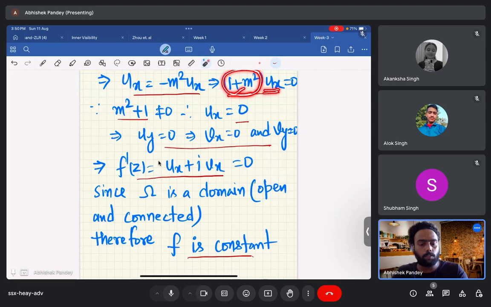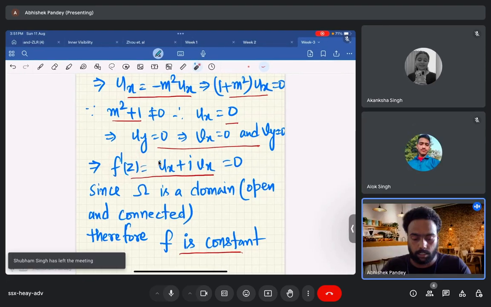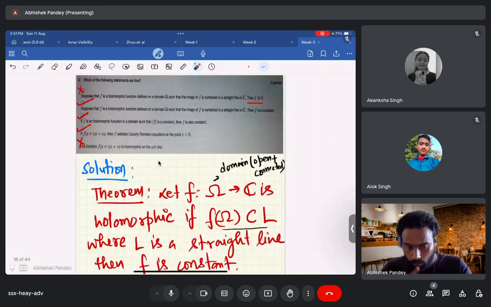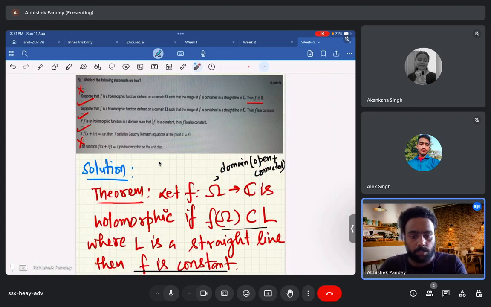This is always a positive quantity. So u_x has to be 0. This implies u_y = 0, v_x = 0 and v_y = 0. This implies the derivative of f at z is 0, and since omega is a domain, f will be constant. Is it clear? Yes. Okay, so first option is not correct.